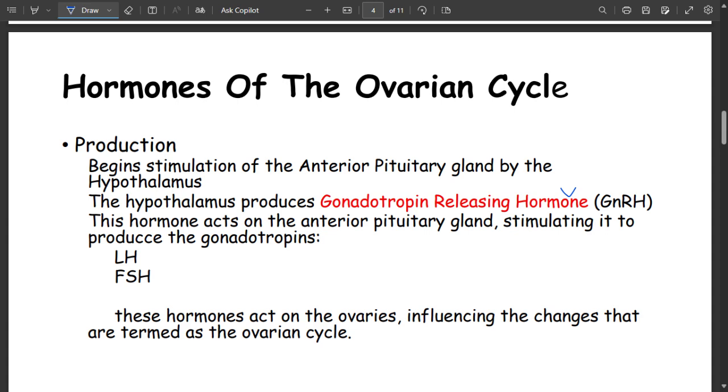So luteinizing hormone and follicle stimulating hormone are going to act on these organs of the reproductive system that we're talking about. These hormones act on the ovaries in this case, influencing the changes that are termed as the ovarian cycle.